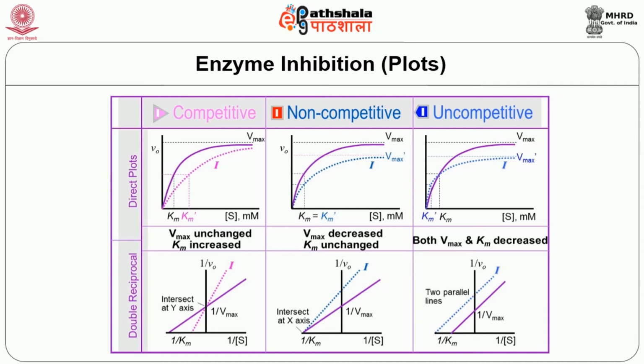Now let us look at a non-competitive inhibition case. The Vmax is decreased, but the Km remains unchanged. In the presence of the inhibitor, because the inhibitor binds to the enzyme at a site other than the active site, leading to an alteration of the active site, preventing the substrate from correct collision and correct engagement with the enzyme's active site, there is a reduction in the rate of the enzyme, as is evident from the decreased Vmax, but the substrate's affinity remains unchanged.